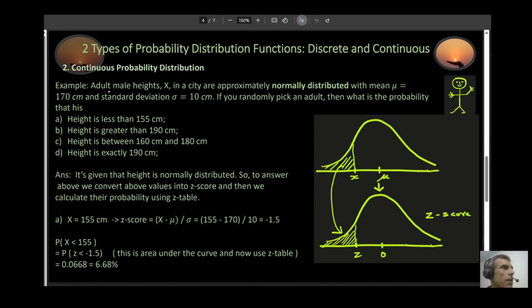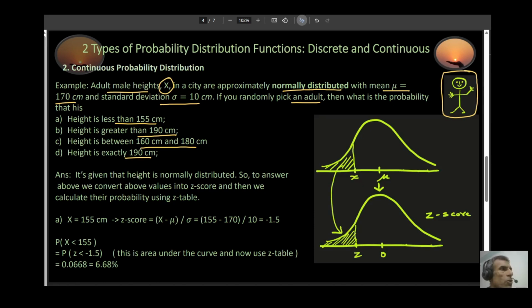Let's say that the adult male heights, denoted by random variable x, in a city are normally distributed. The mean value for the height is 170 centimeters and the standard deviation is 10 centimeters. If you go to the city and randomly pick an adult, what is the probability that his height is less than 155 centimeters, greater than 190, between 160 and 180 centimeters, and exactly 190 centimeters?